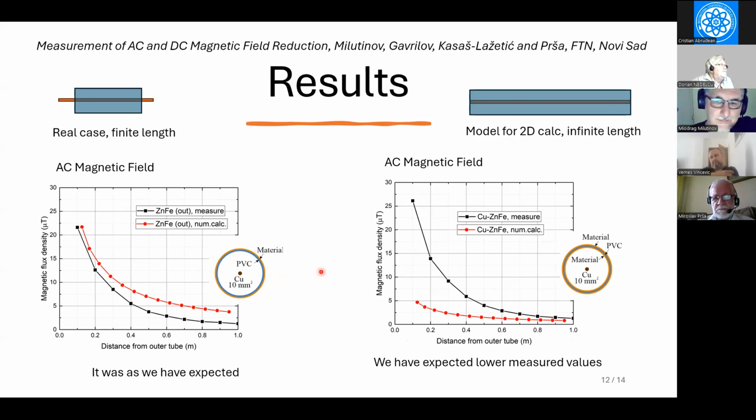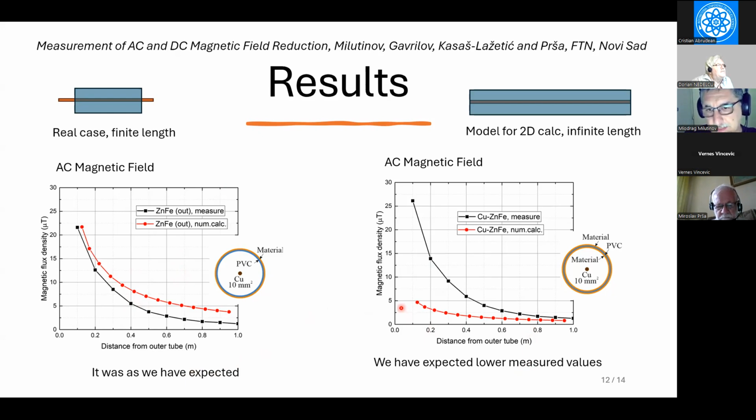And here we just take out one of the measurements from the previous slide. We compare for one tube of, let's say, high permeability material, and we can see that the material introduces some reduction that is better than the calculation, and that is something that we have expected.